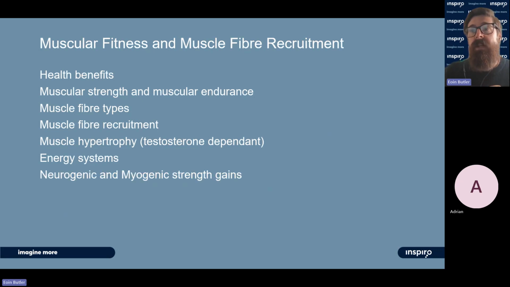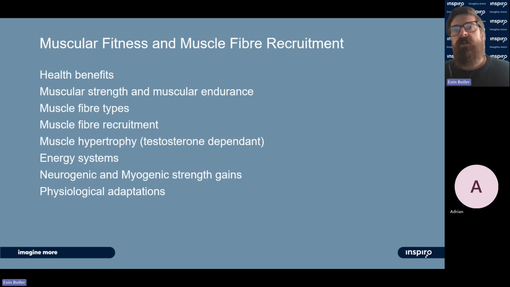Neurogenic and myogenic strength gains, so that means the nervous system and muscular system, we can increase strength, and also our physiological adaptations. By being stronger and having more muscular endurance, our whole physiological system can improve.